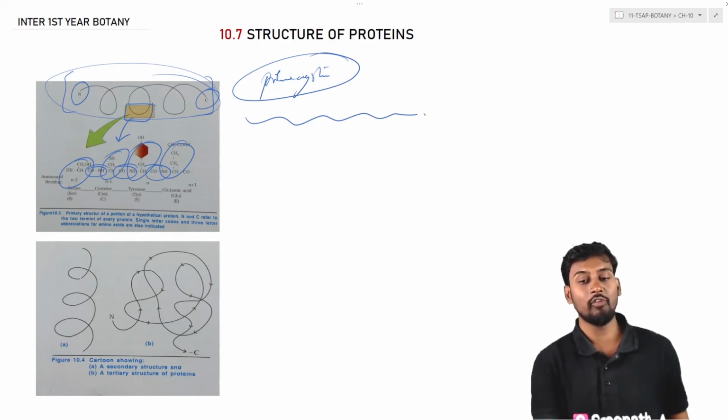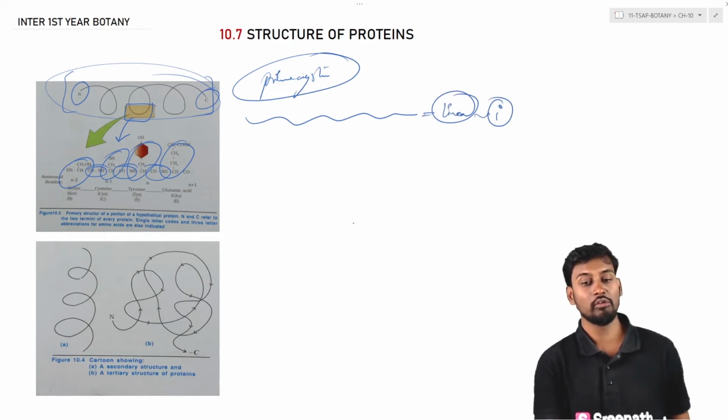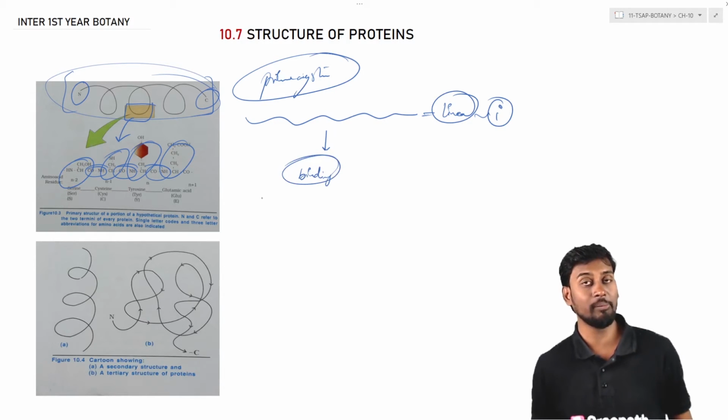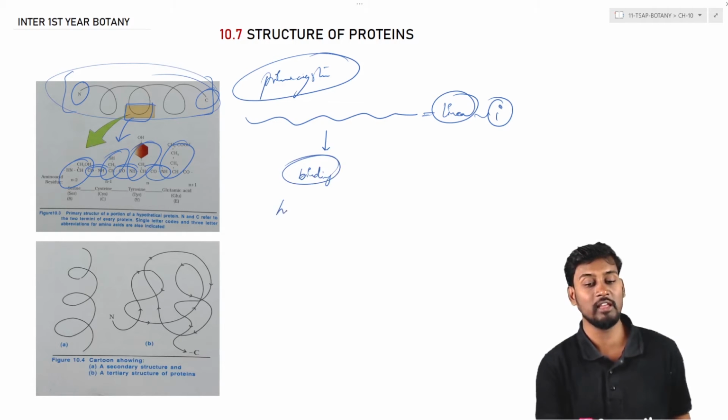So this linear molecule we can call the primary structure of the amino acids. The primary structure of amino acids is called the linear molecule, or the basic structure of the protein. This linear molecule will then undergo bending. The bending of the linear molecule takes place to form a structure called the helical structure.